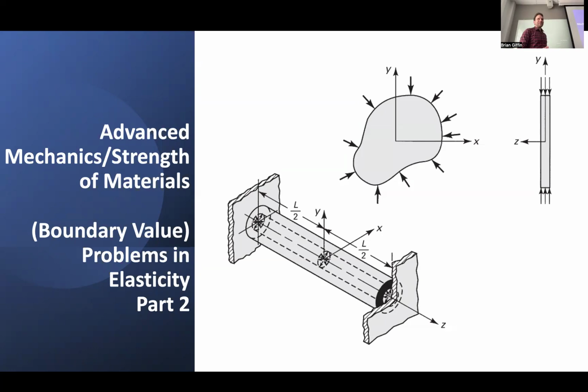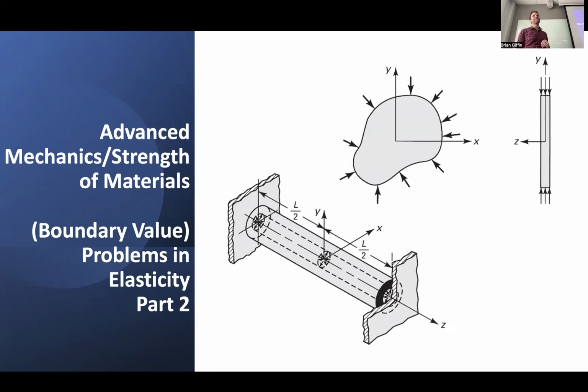Now, where were we? Yes, boundary value problems, or more specifically, problems in elasticity. We've moved on from chapters one and two. I know we loved chapters one and two, but we have to actually solve problems now. We can't just sit and analyze things all day. So that's precisely what we're going to do.